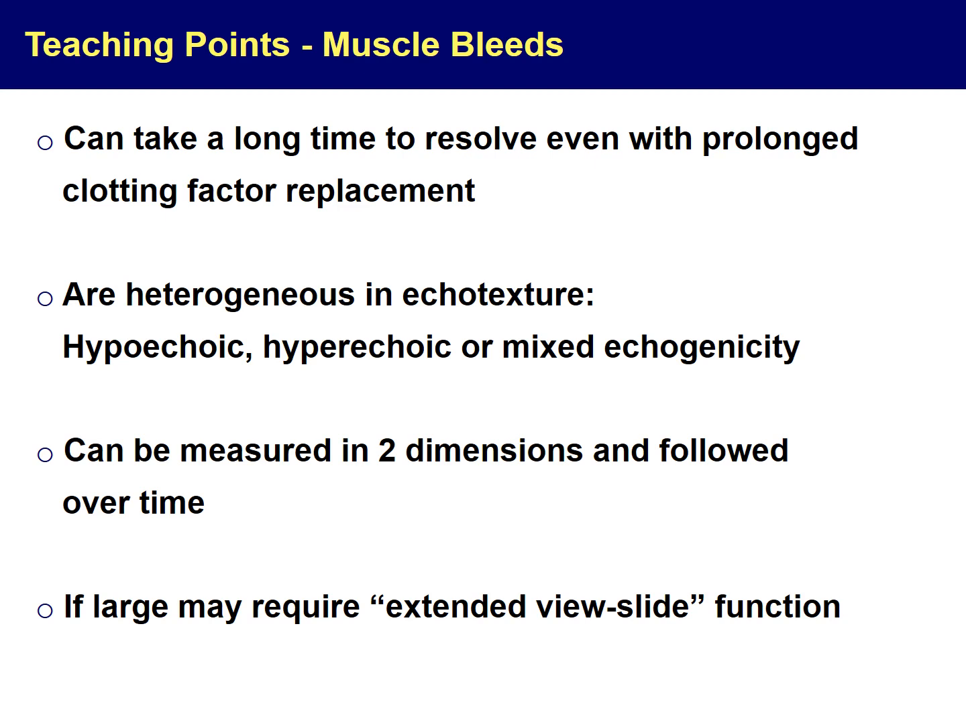They can be hypoechoic, hyperechoic, or of mixed echogenicity. Muscle bleeds can be measured in 2 dimensions, which allows follow-up over time. And if they are large, they may require a so-called extended view slide function on your ultrasound. Not every ultrasound has it. That allows sliding of the ultrasound in longitudinal or transverse axis and capturing the hematoma on one single image.